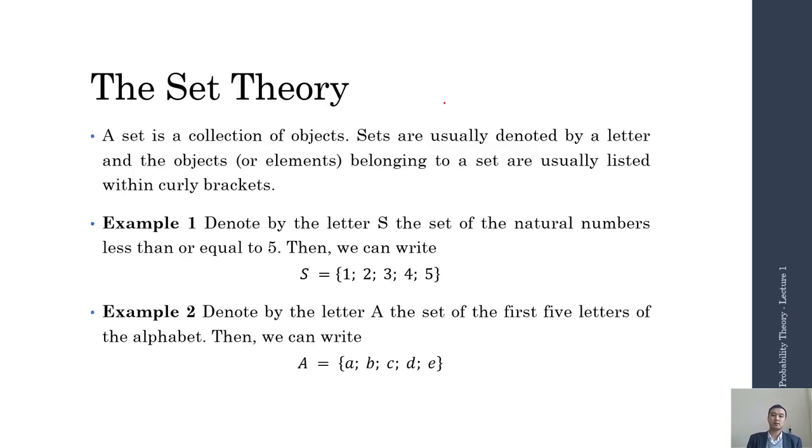The set theory. A set is a collection of objects. Sets are usually denoted by a letter, and the objects or elements belonging to a set are usually listed within curly brackets. For example, denote by the letter S the set of the natural numbers less than or equal to 5, then we can write S equals {1, 2, 3, 4, 5}. Or another example, denote by the letter A the set of the first 5 letters of the alphabet. Sets are always denoted with capital letters.